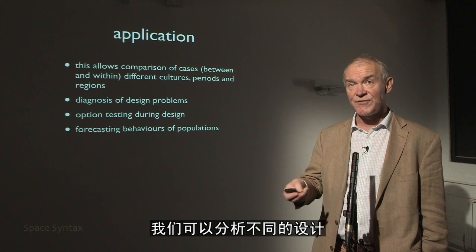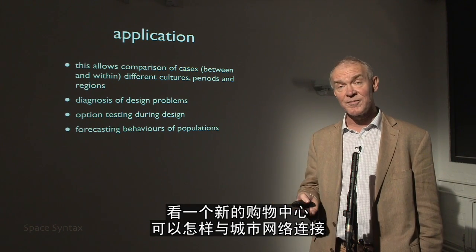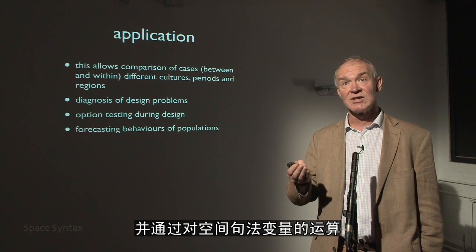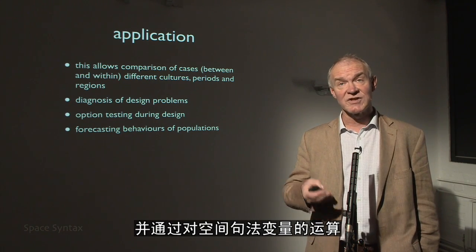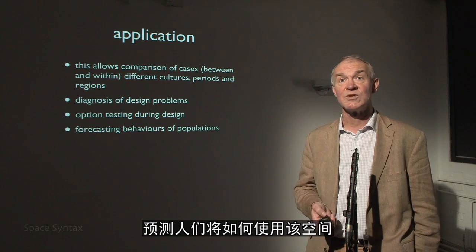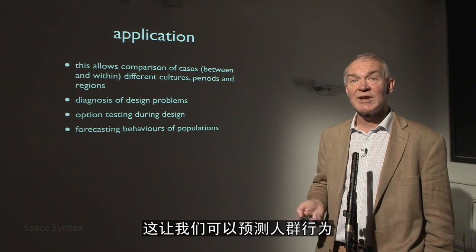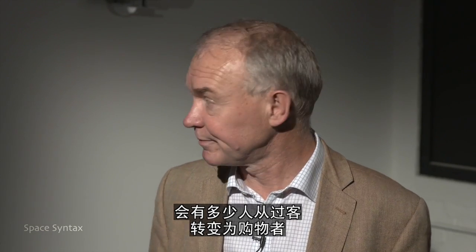We can look at different designs for how a new shopping mall might connect into a piece of urban fabric, and by making calculations of the space syntax variables, make predictions of how people will use that space. It allows us to forecast the population behavior, how many people will pass through, how many may stop, how many will turn from being through movers to shoppers.